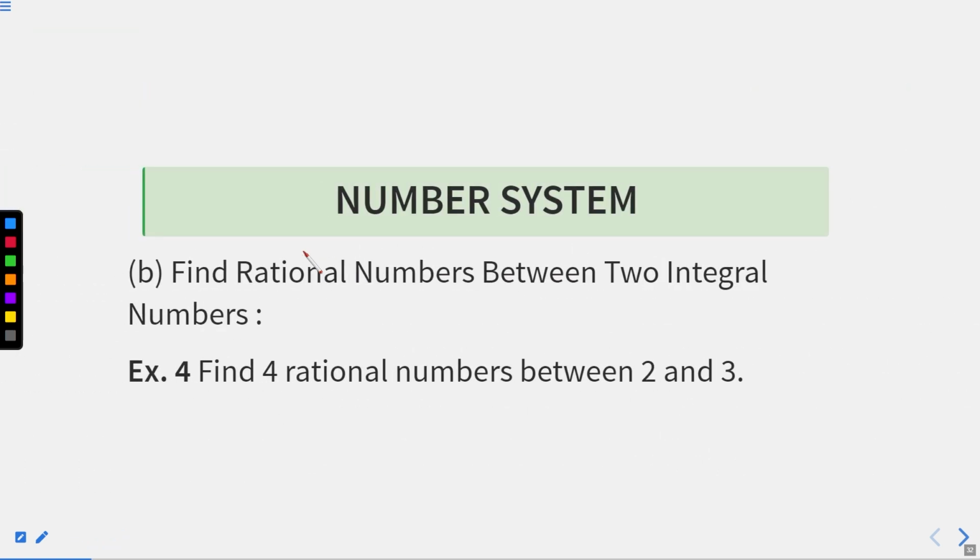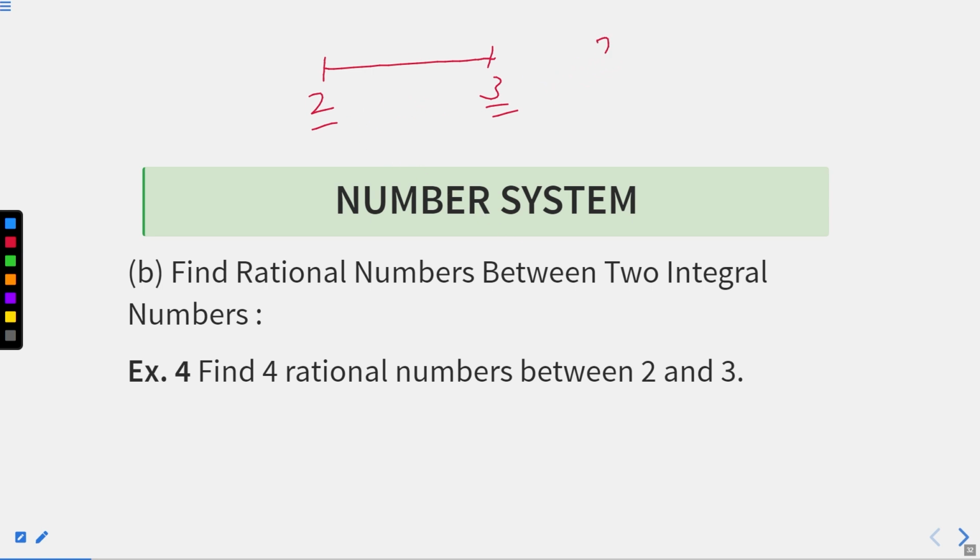Now, if we have to find rational numbers in between, what numbers? Suppose we are given the numbers 2 and 3, and one says to find 4 rational numbers. We have to find 4 rational numbers. So how are we going to do that? Let's see. It is quite easy.